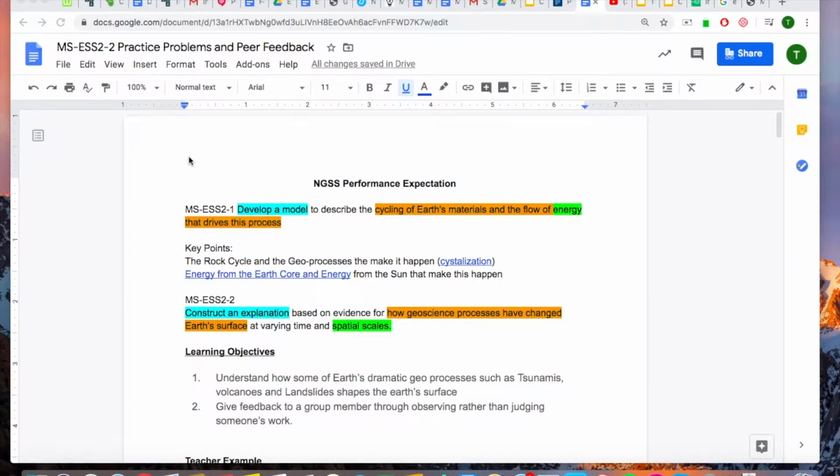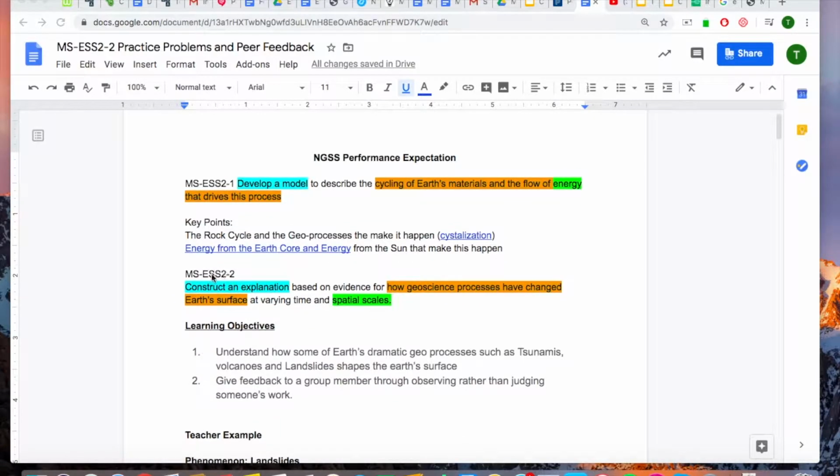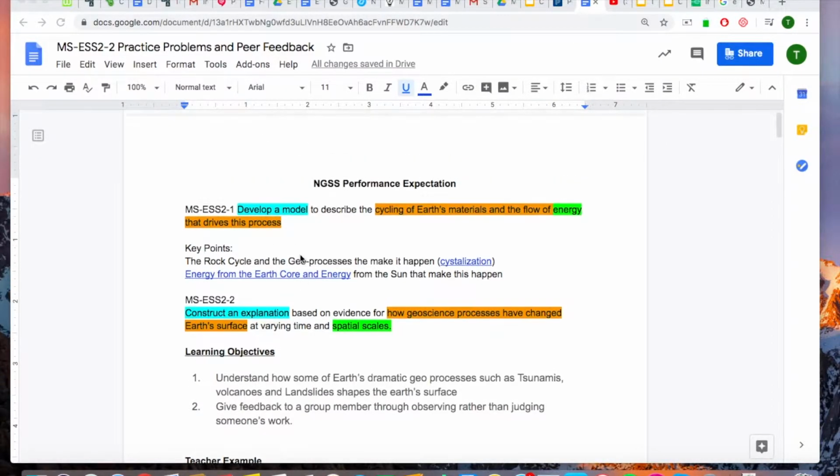What I want to do today is just talk about what we've been doing already in these past 3 weeks, starting in early March, and then talk about the new performance expectation that you're expected to uncover through a lesson that I've created, and all of it can be found in this document here. Okay, so just to recap what we've been learning in the last couple weeks is this standard here.